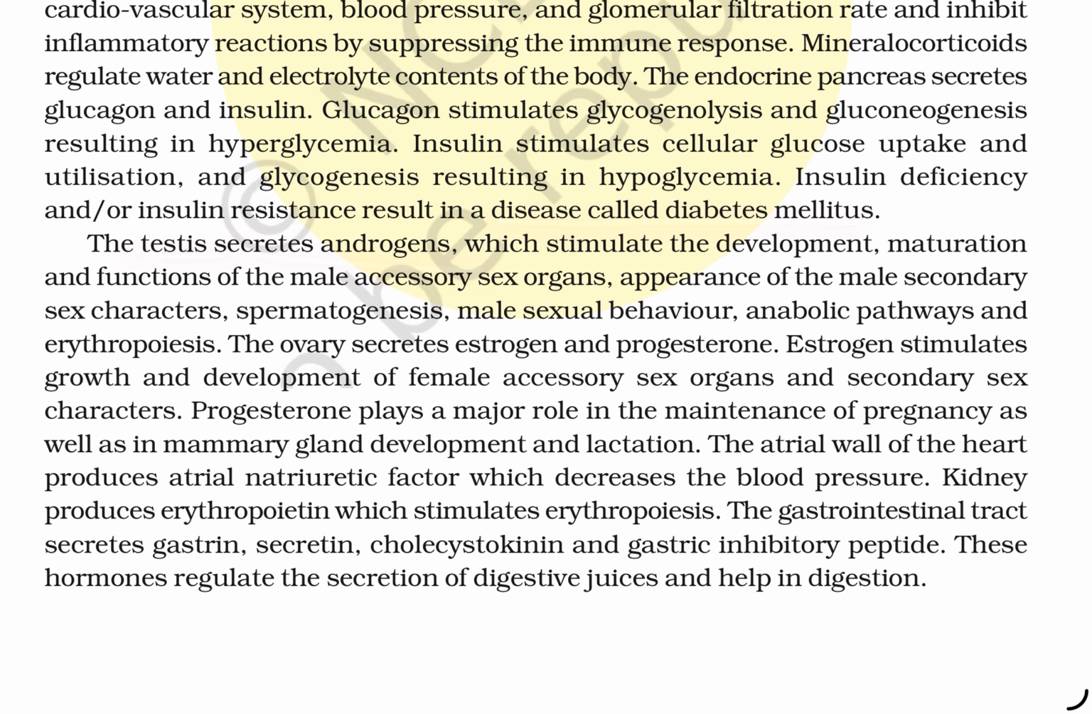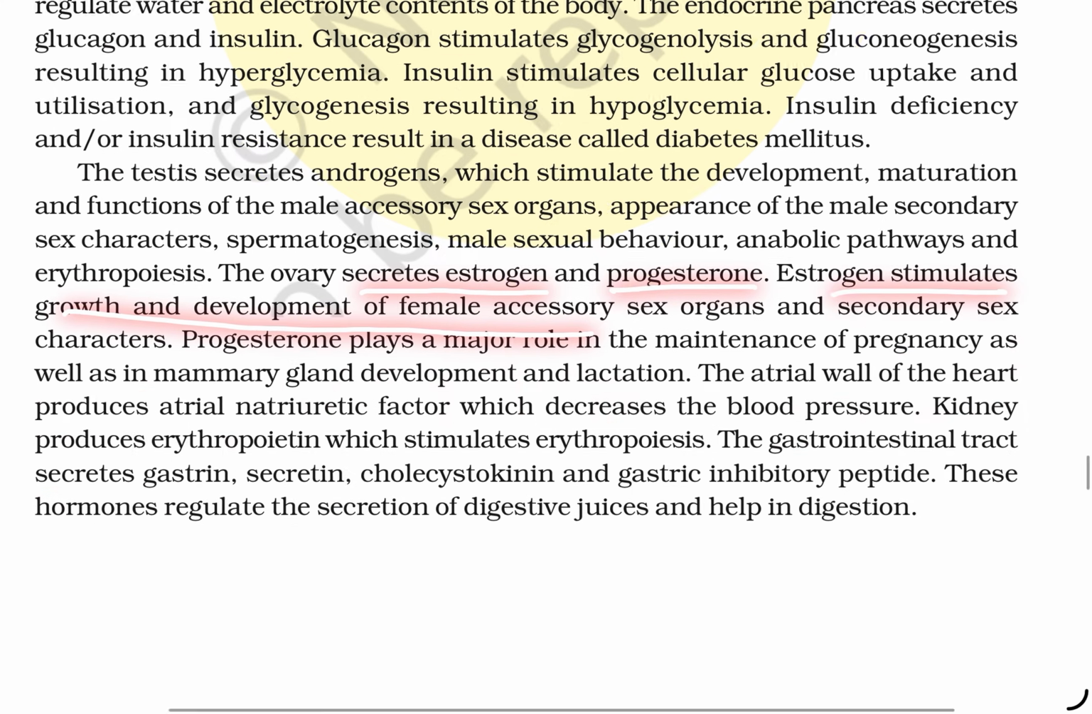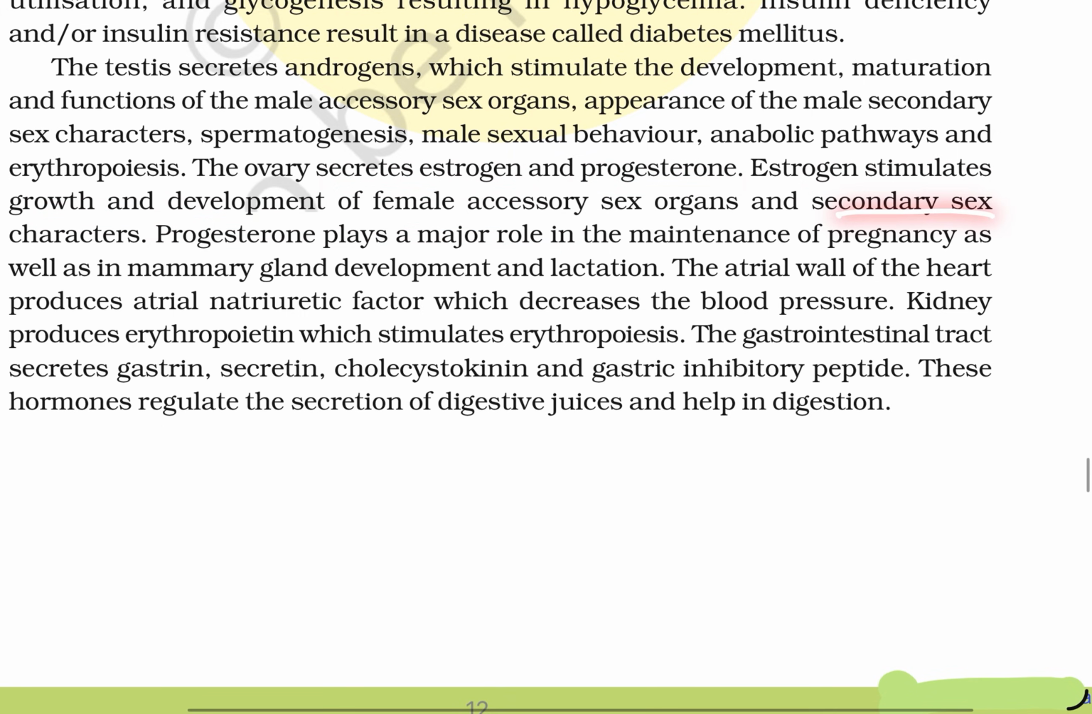The testis secretes androgens, which stimulate the development, maturation and functions of the male accessory sex organs, appearance of male secondary sexual characters, spermatogenesis, male sexual behavior, anabolic pathways and erythropoiesis. The ovary secretes estrogen and progesterone. The estrogen stimulates the growth and development of accessory organs and the secondary sexual characters. The progesterone plays a major role in the maintenance of pregnancy, as well as mammary gland development and lactation.